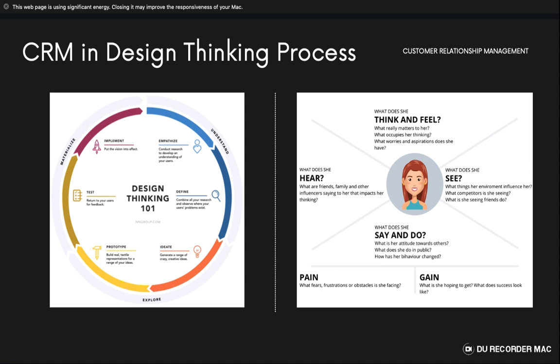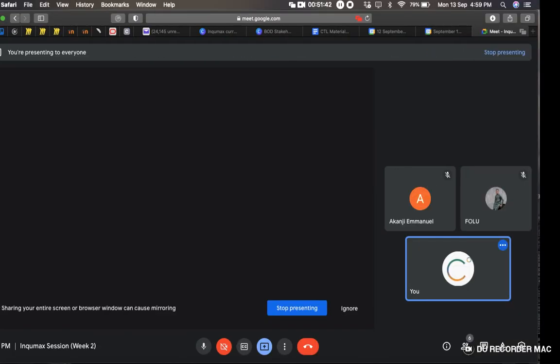So here's a question to Adekunle and Akanji. Given the cycle on the left hand side, at what points in this process do you get to interact with your customer, right? Do you get to build that relationship management with them? Go first.